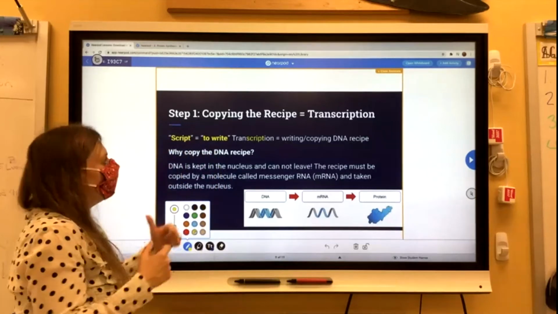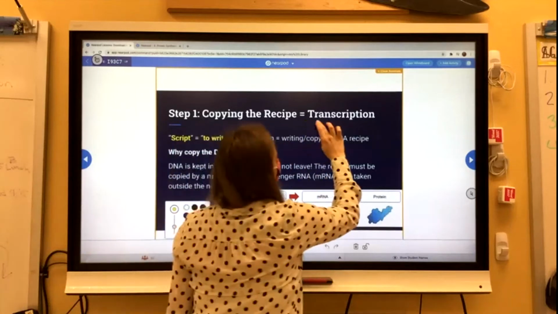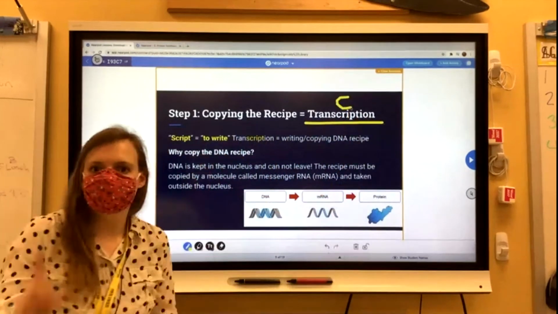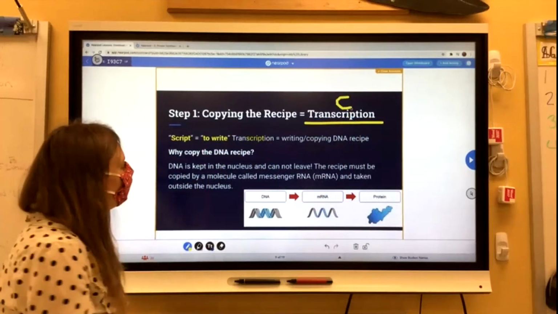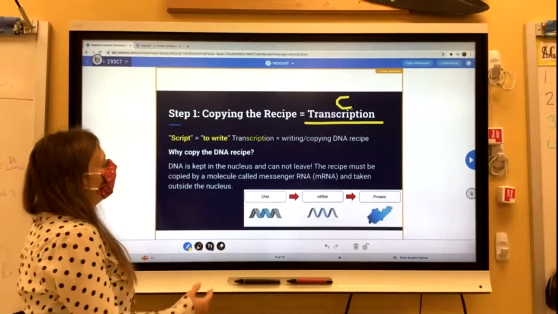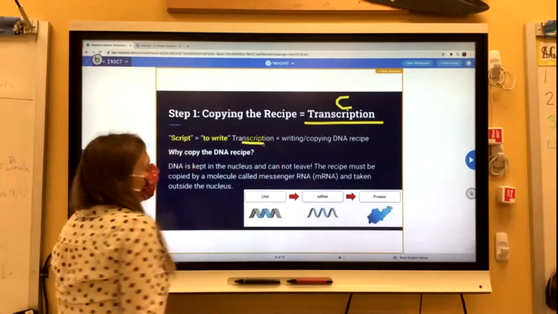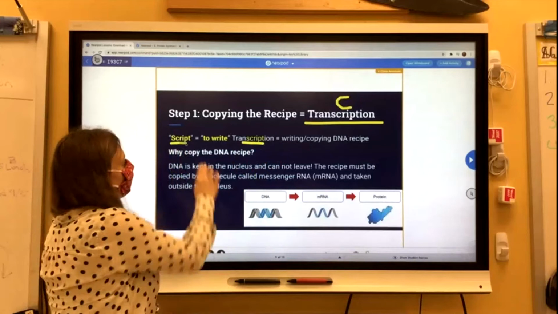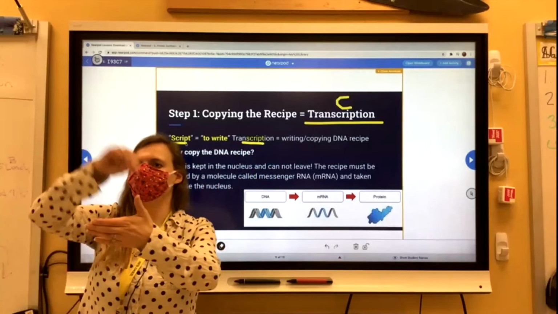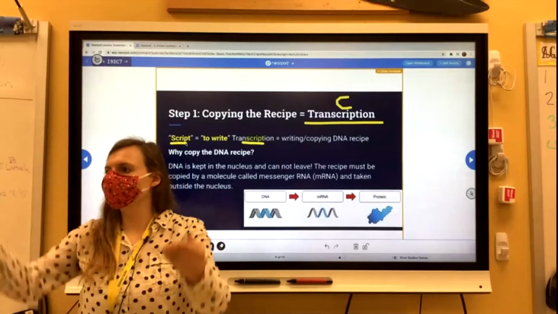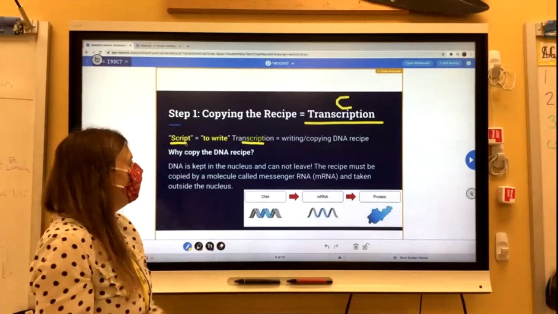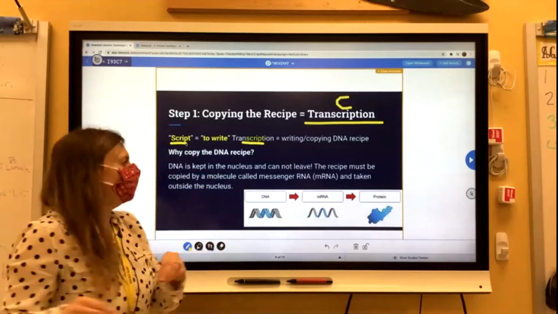Okay? So step one is copying the recipe, and this is called transcription. That's the one with the C. Remember? C happens first in the alphabet. Transcription, when we break down this word, I like to break down the words. Transcription has the word script in it. Script means to write. Like when you see fancy script, or some people do calligraphy, right? That's transcription, or writing something. So here we're going to write the recipe, and we're going to copy it.